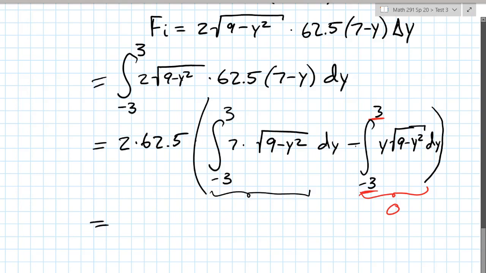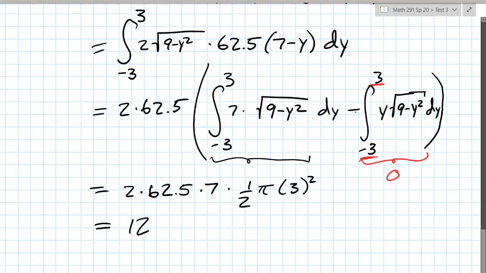If you use geometry, you get a half of pi r squared, so that would be 1/2 pi times 3 squared. So we would end up with 2 times 62.5 times 7 times 1/2 pi r squared. And that works out to approximately 12,370. And we're talking about a force, so that's pounds.